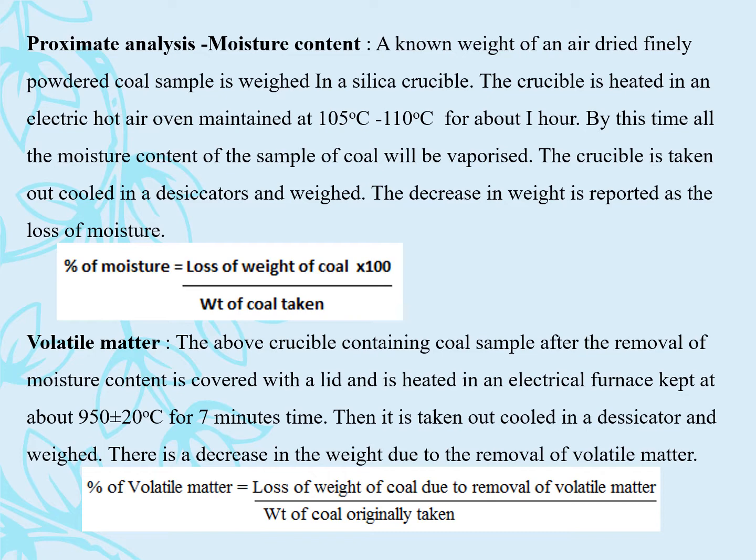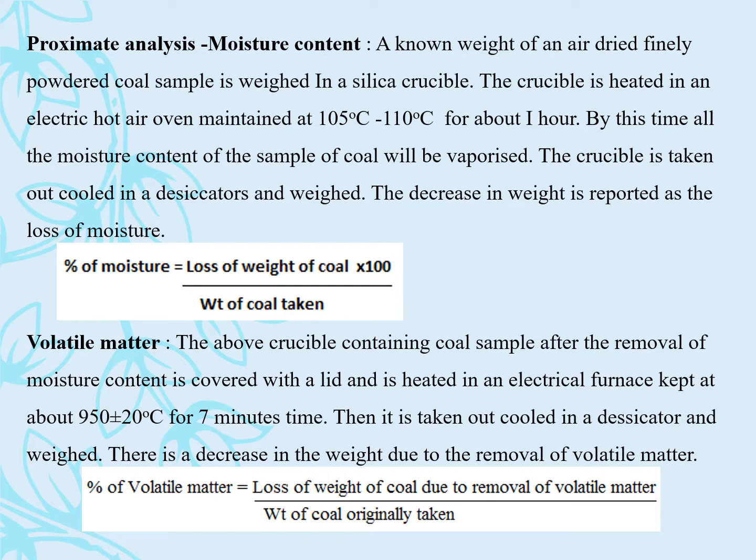Now, what is the formula to calculate the percentage of moisture? It is given as: percentage of moisture is equal to the loss of weight of coal into 100 divided by the weight of coal taken. Now let us move on to the volatile matter.